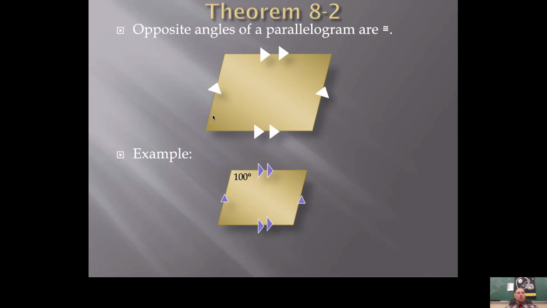Here's a shape. We know it's a parallelogram because of these marks, not because it looks like it. So when we have a shape with those marks, here's what we know. The opposite angles are congruent. So those two angles are opposite, they're congruent to each other. These two angles, they're opposite as well, so they're congruent. But these don't have to be congruent.